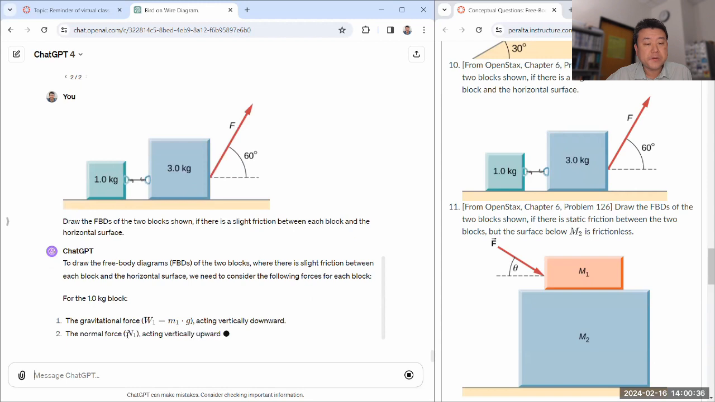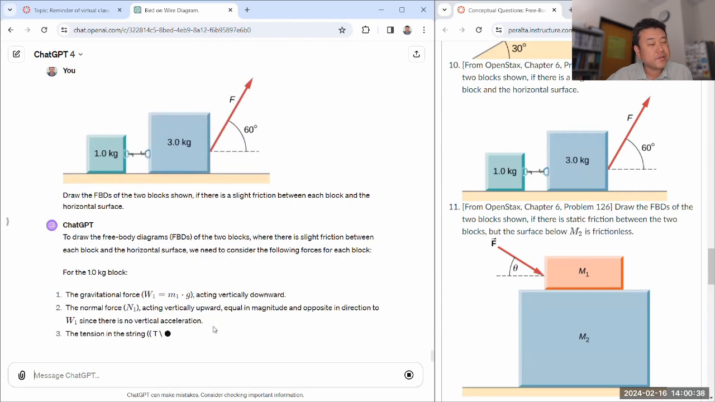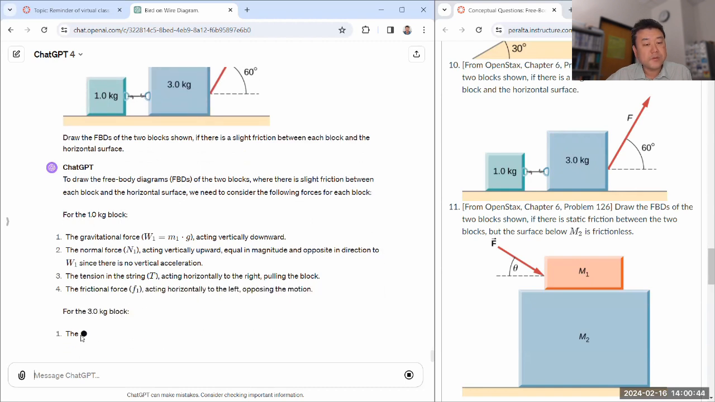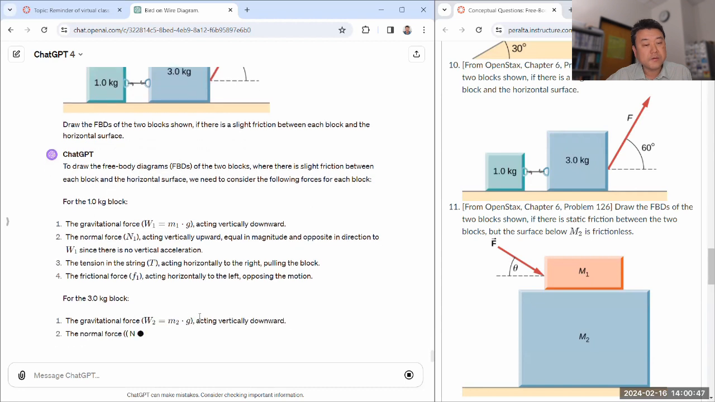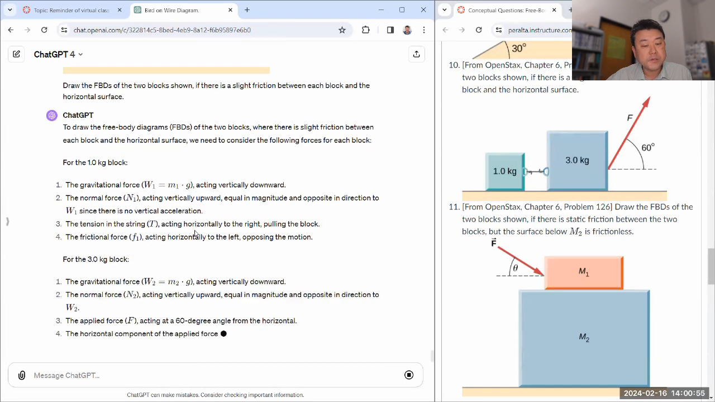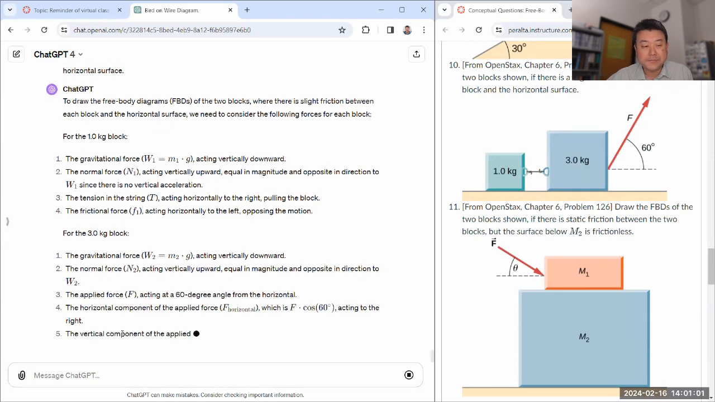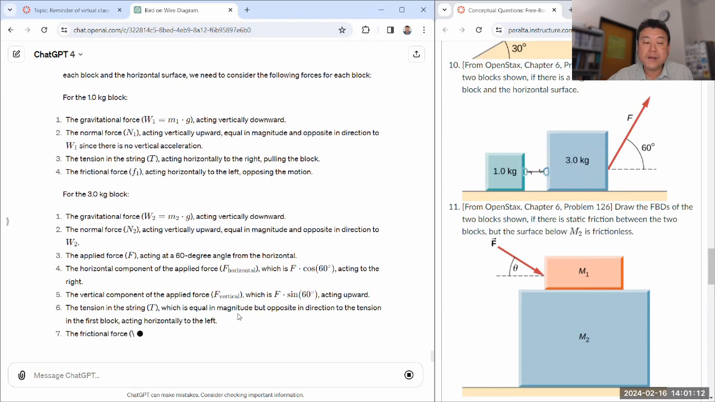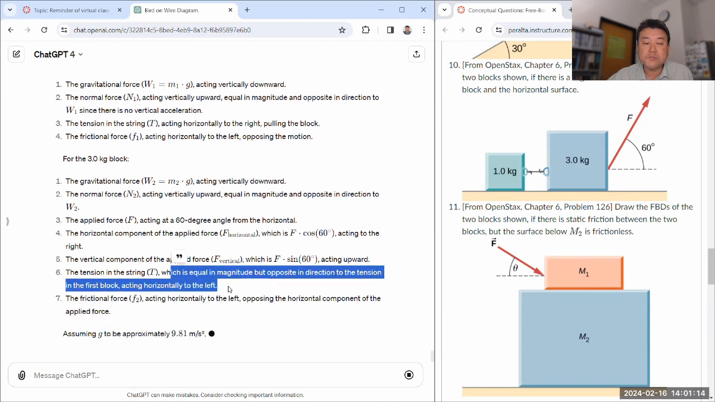There's gravity, yeah. There's normal force, and there should be tension and friction. Yeah, friction, that's good. For the gravity, okay. Normal force, good. Apply the force, good. Yeah. Don't draw components separately. Draw the force and then break it up into components later. Tension, good. Oh, well, I think it's getting the... So this comes from Newton's third law.